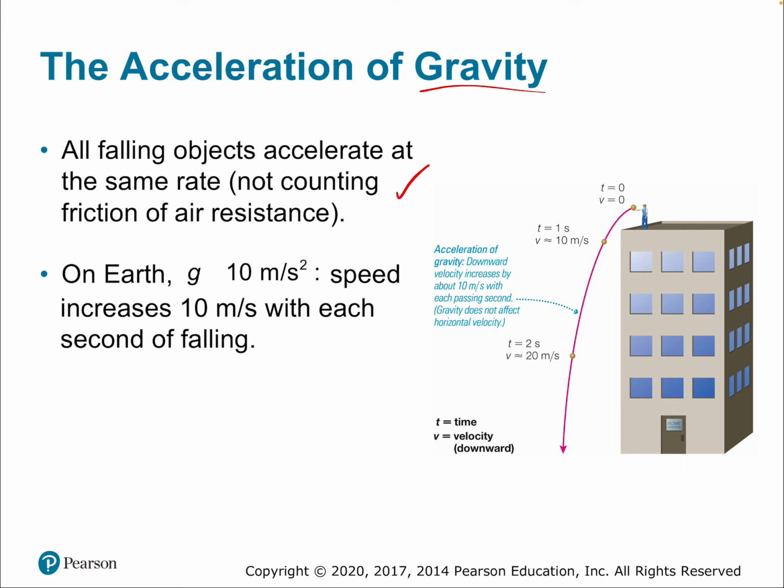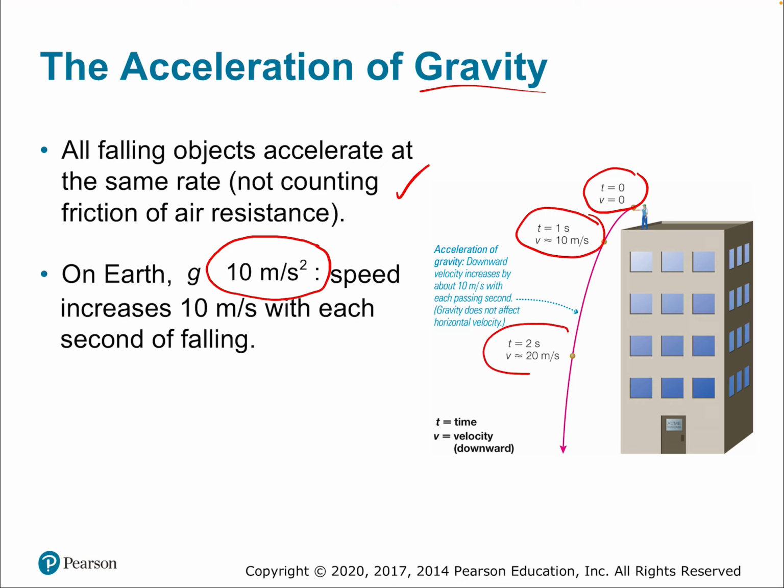So I keep hinting at it. What's the number here on Earth? Well, it rounds to 10 meters per second squared. So what that means is that objects speed up at a rate of 10 meters per second every second. So if an object starts at time zero at a velocity of zero, after 1 second of falling, they're moving at about 10 meters per second.